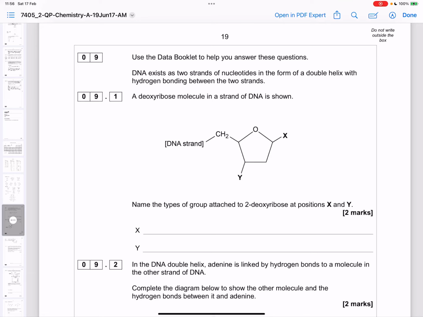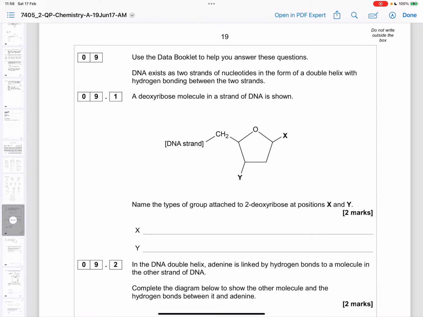Use the data booklet to help you answer these questions. DNA exists as two strands of nucleotides in the form of a double helix with hydrogen bonding between the two strands. A deoxyribose molecule in a strand of DNA is shown. Name the two types of group attached to the deoxyribose at position X and position Y.